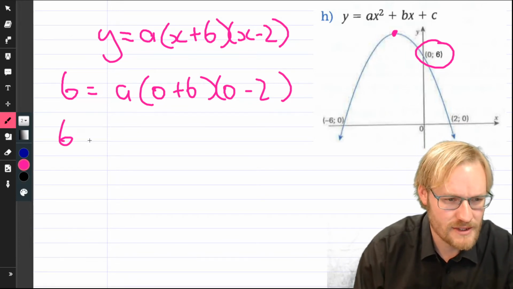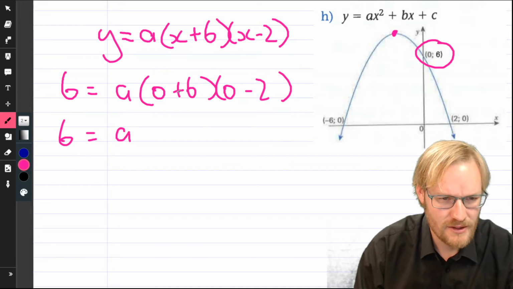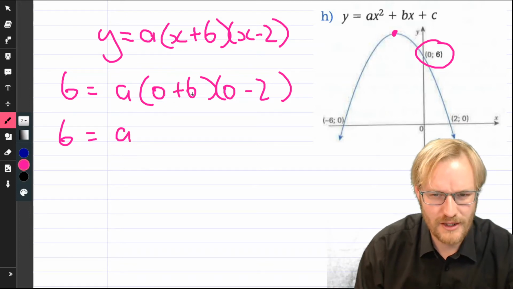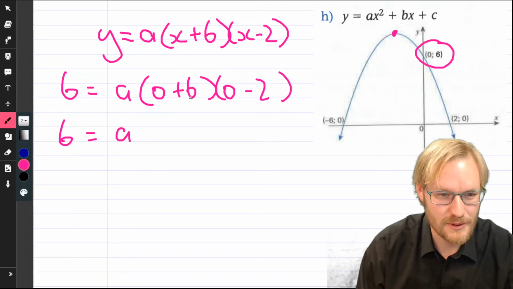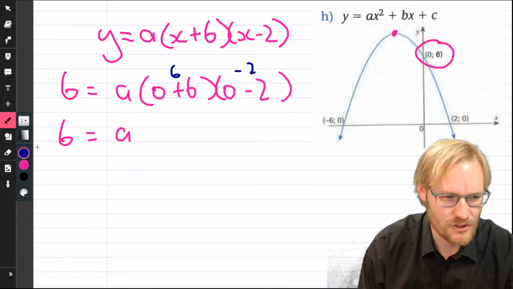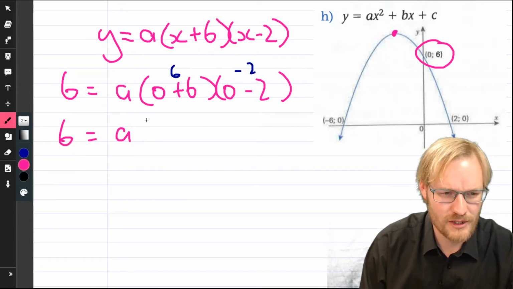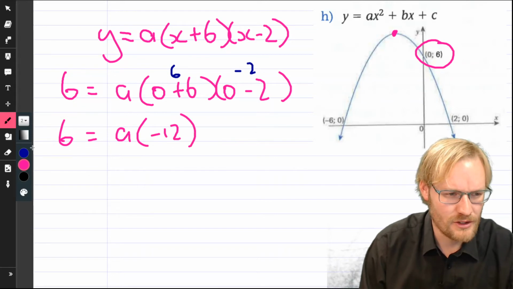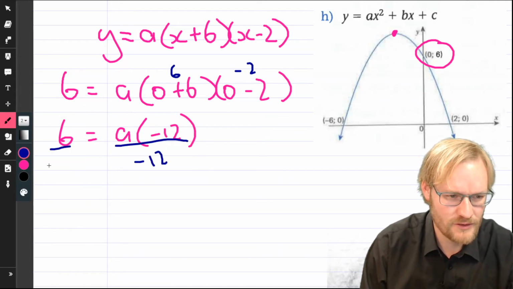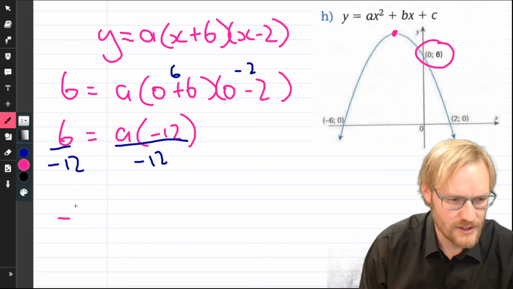So 6 equals a times, well, this is quite nice when they give us the y-intercept, I must say, because this is just 0 plus 6 is 6. I'm just going to keep track of it. 6, 0 minus 2 is minus 2. 6 times minus 2, minus 12. So let's divide both sides by negative 12. 6 over negative 12, negative a half.